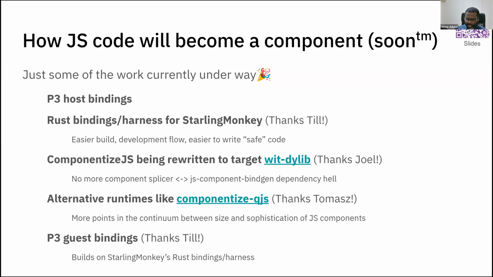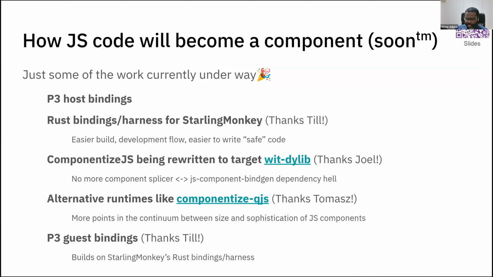Joel, who just gave his talk a little bit earlier, is working on componentize-js and notably rewriting it to use WIT dylib, which was also mentioned earlier. And this is, I think, underappreciated because it's going to get rid of a circular dependency that's actually always existed, which is that jco component bindgen is actually used in componentize-js, but it's transpiled. So it's a little bit circular there, and it can be really confusing for people who are new to the setup. It's a little finicky sometimes. So thanks, Joel, for that.